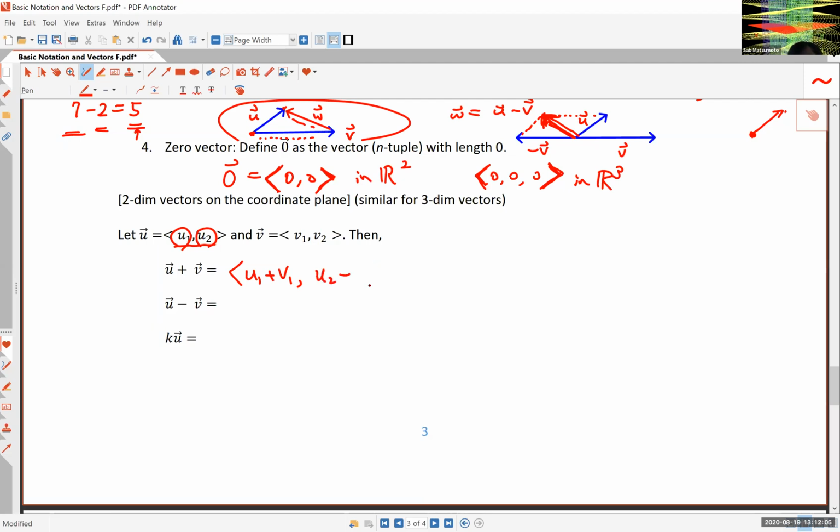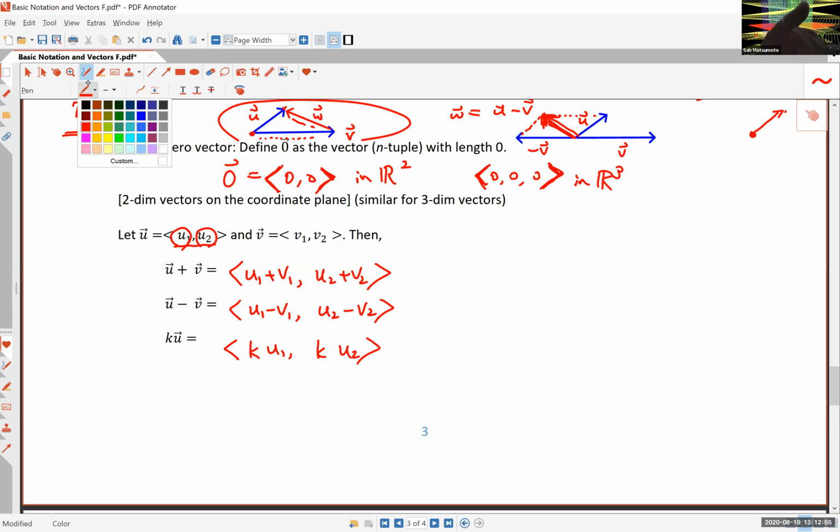For many applications, we don't even draw pictures, of course, because this is the most precise way of doing this. What is u minus v? Well, that's <u1 minus v1, u2 minus v2>. And how about ku? How do you multiply the vector <1, 2> by 3, for instance? You just multiply the first component by k, and the second component also by k. So this will be <ku1, ku2>. That's how you can do these operations algebraically.